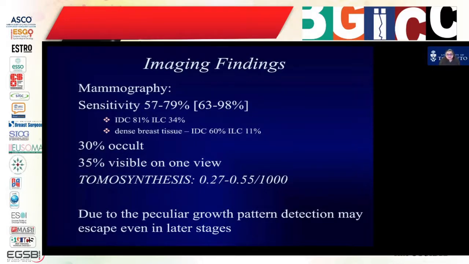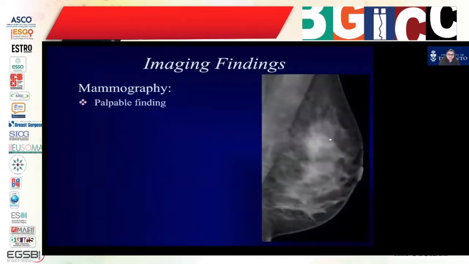30% of invasive lobular carcinomas can be completely occult on mammography, and 35% are visible only on one view. So this is one of the hallmark features of invasive lobular cancers, that they may be seen only on one view versus both views. Tomosynthesis is known to increase the detection of invasive lobular carcinomas because it tends to pick up distortions, and it has been seen that it improves detection. Because of its peculiar growth pattern, detection may escape to much later stages.